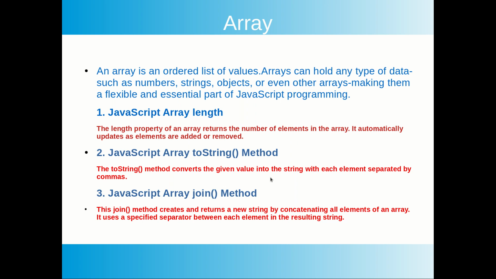In this video, we will learn some important JavaScript array methods and properties that are commonly used in web development. Arrays help us to store multiple values in a single variable, and JavaScript provides many built-in methods to work with them efficiently. So our first method is JavaScript array length. The length property of an array returns the number of elements in the array. It automatically updates as elements are added or removed.